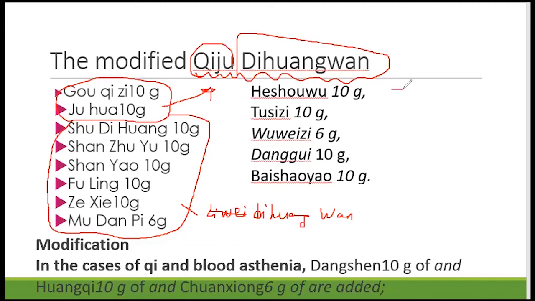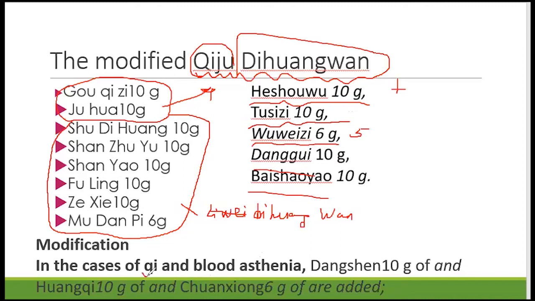Then we add in more herbs. Blood tonify, He Shou Wu, Tu Si Zi, still kidney tonify. Wu Wei Zi can go to five different kinds of organs, that's why we talk about Wu Wei Zi. It also goes to the heart, calming and can help people sleep. And Dang Gui blood tonify, Bai Shao blood tonify. And then we can still modify from here.